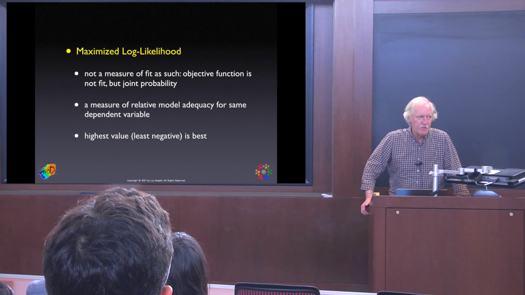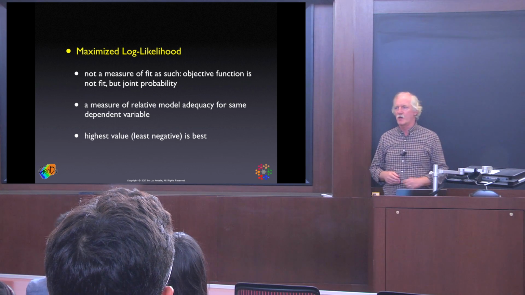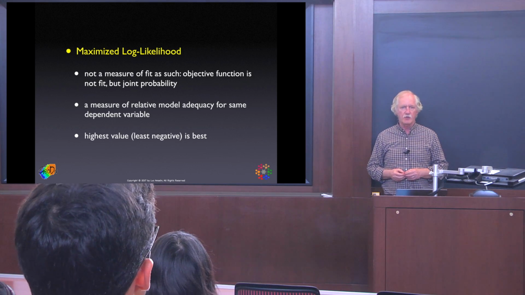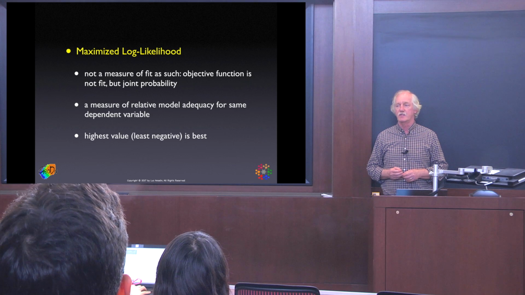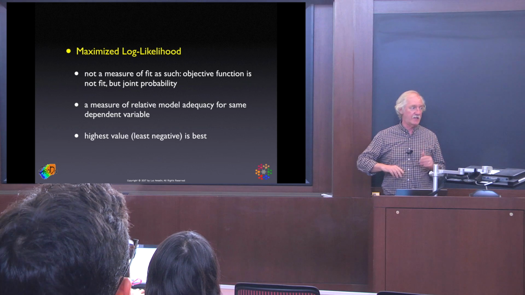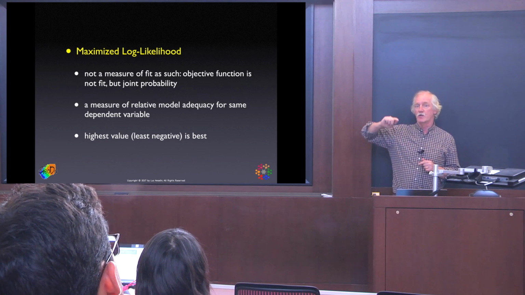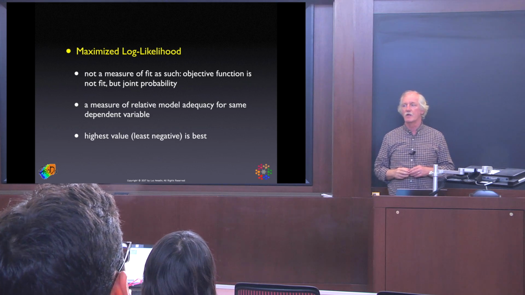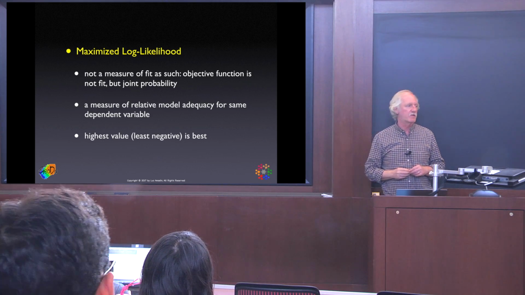And typically these are negative. Not always. I've seen a few positive ones, but typically they should be negative. And you take the highest value as the best. So the smallest absolute value, because they're on the negative scale. So minus 10 is better than minus 20. Right. So that is a comparison of models.